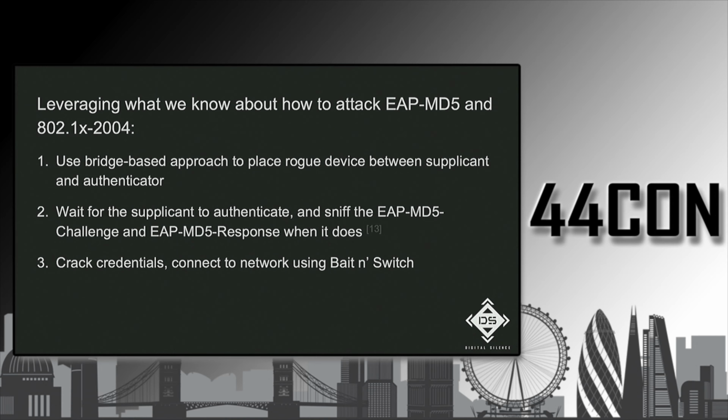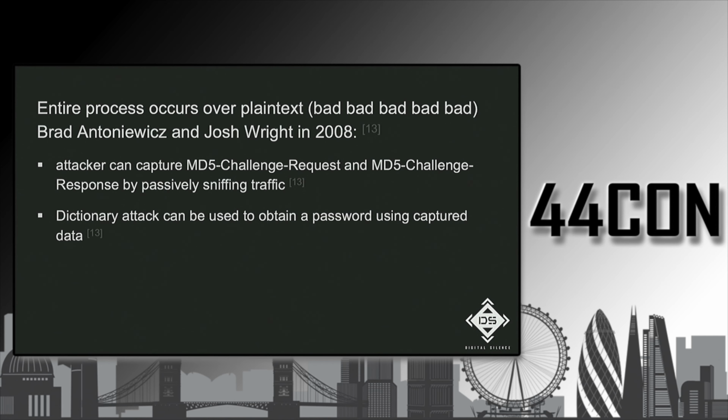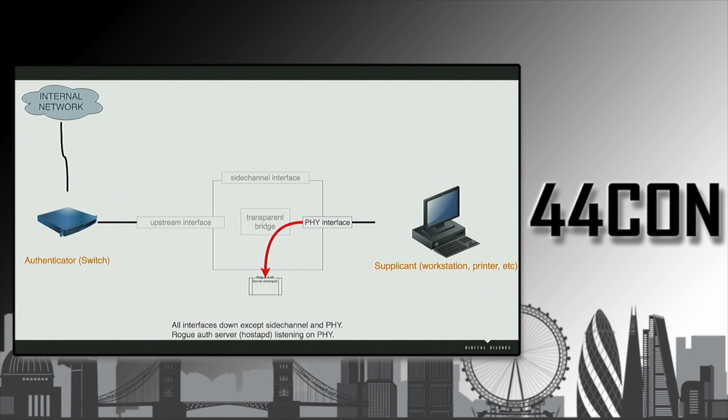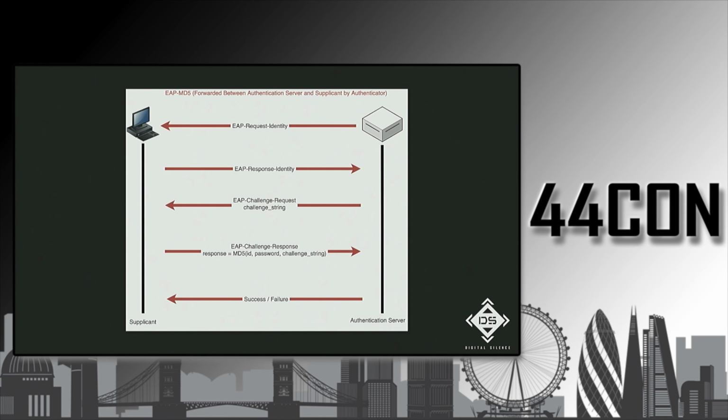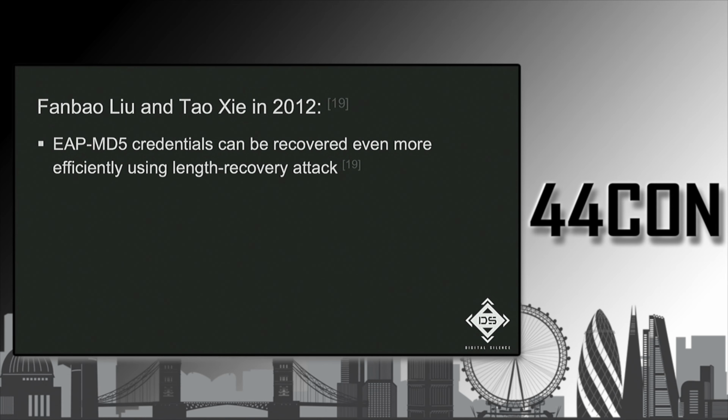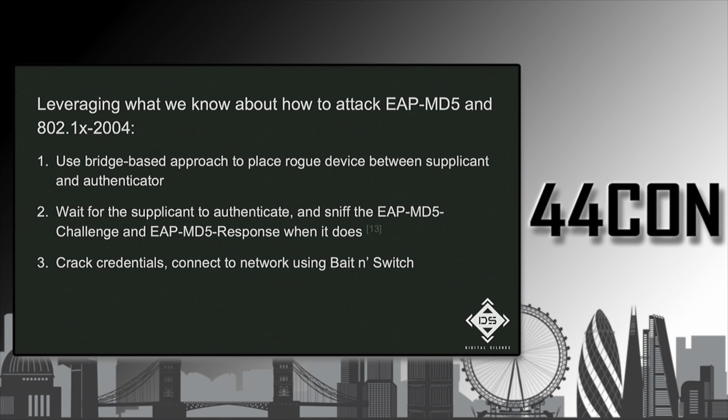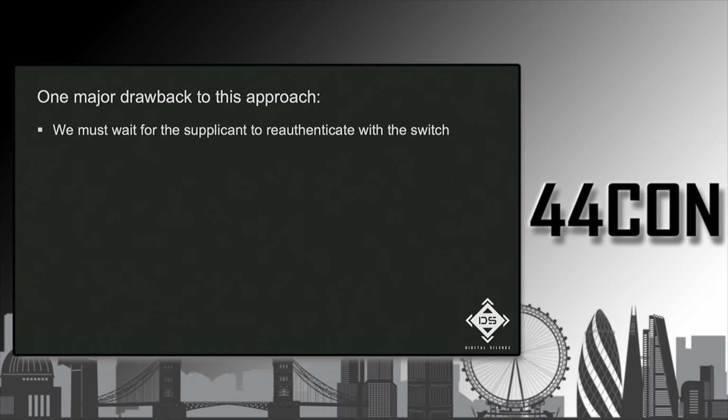So with that in mind, if we leverage what we know about how to attack EAP-MD5 and combine it with the bridge approach, here's how we would be able to passively sniff credentials. And let me go back to the slide we're at. You first set up the bridge. You use the bridge-based approach to place a rogue device between the supplicant and authenticator, and then at this point you could just start sniffing traffic. You would then wait for the supplicant to authenticate, and then sniff the EAP-MD5 challenge and the EAP-MD5 response, as well as the username when this happens. You would then crack the credentials and connect to the network, as we talked about before.